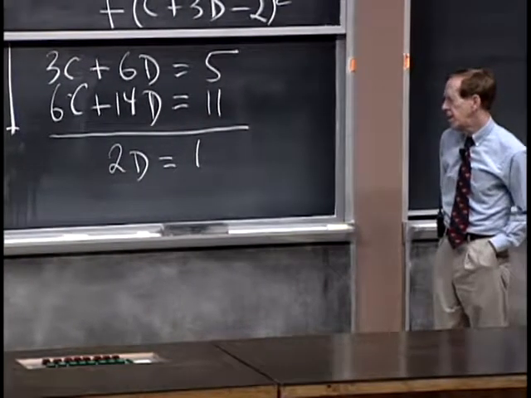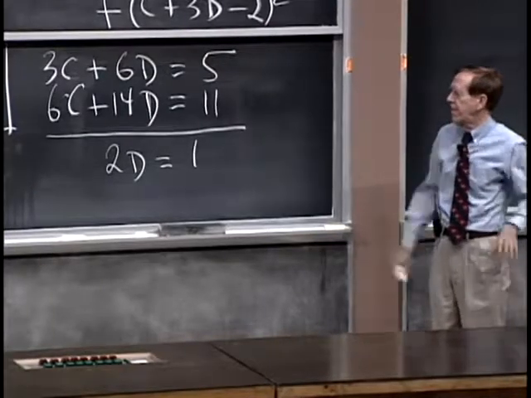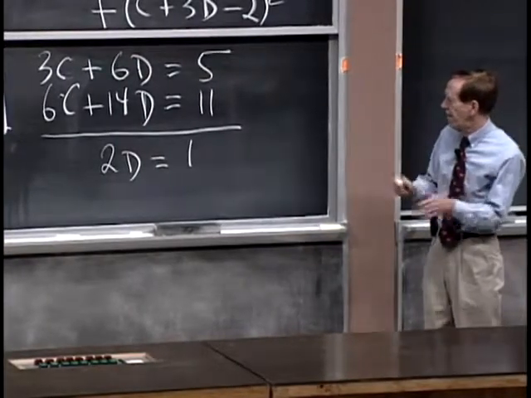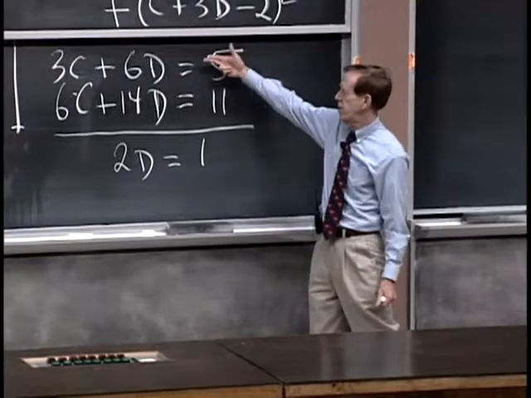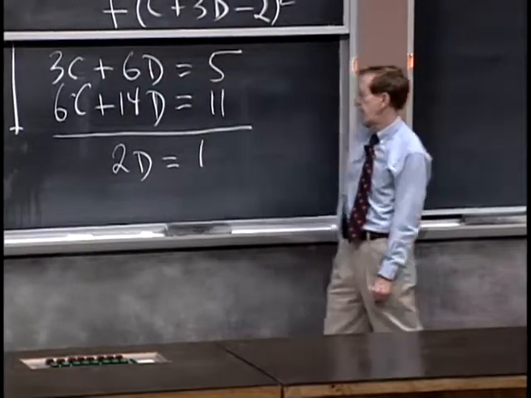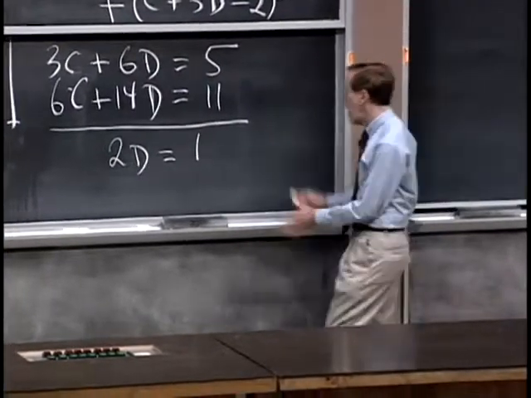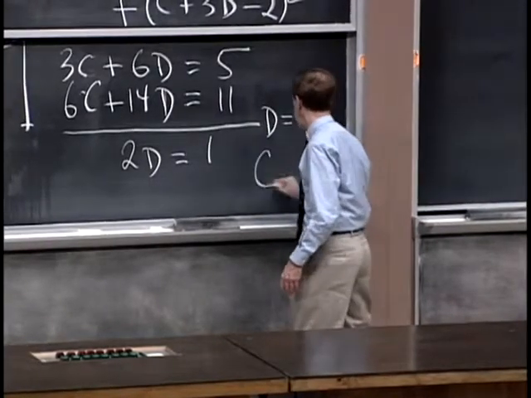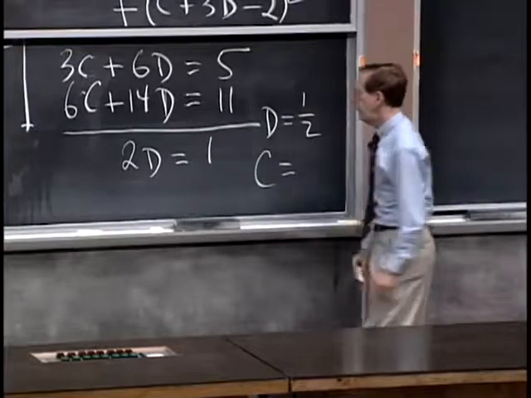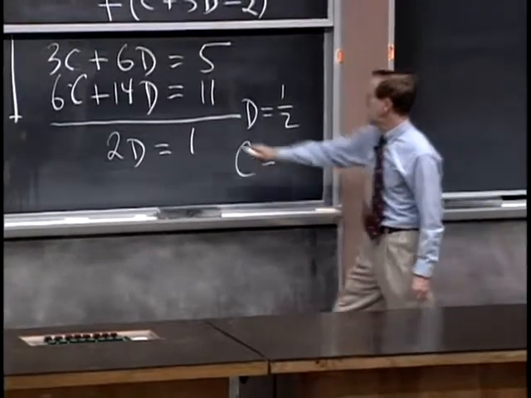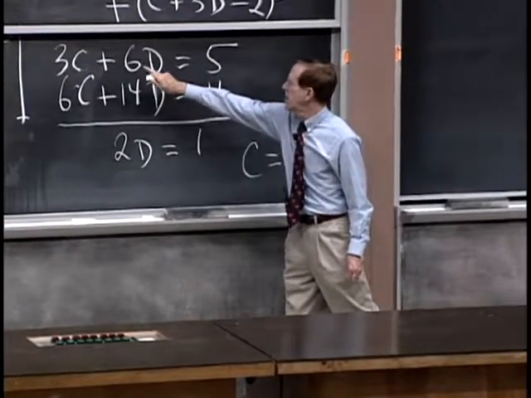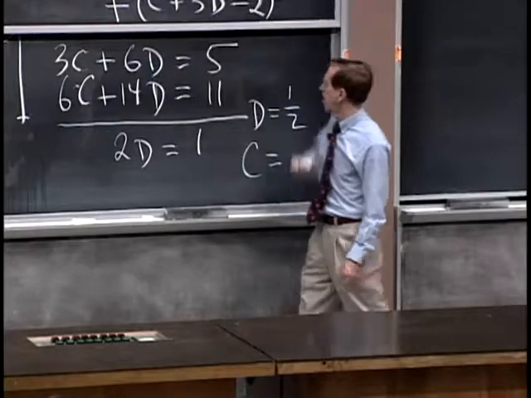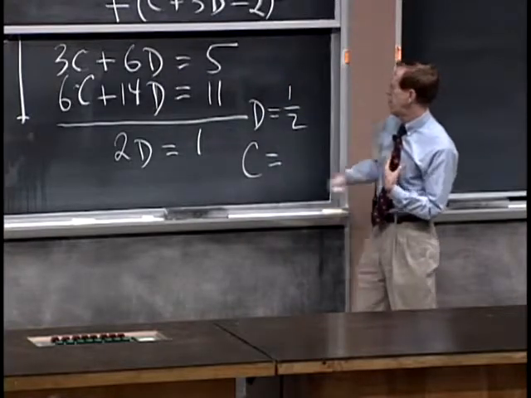Huh. I was afraid these numbers were going to come out awful. But if I take two of those away from that, the equation I get left is 2d equals 1. So I think d is a half, and c is whatever back substitution gives. 6d is 3, so 3c plus 3 is 5. I'm doing back substitution now, right?